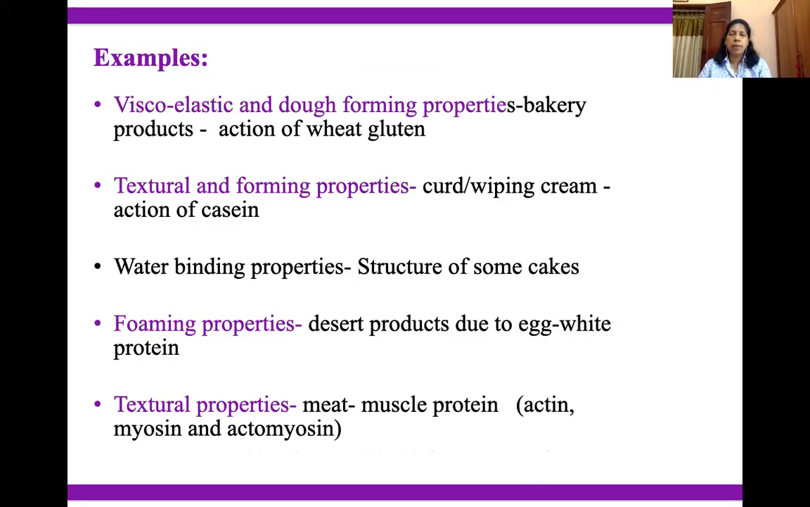Now a few examples, apart from the example I have given earlier, there are some examples listed here. Let's see them one by one. Viscoelastic and dough forming properties in bakery products: the action of wheat gluten.